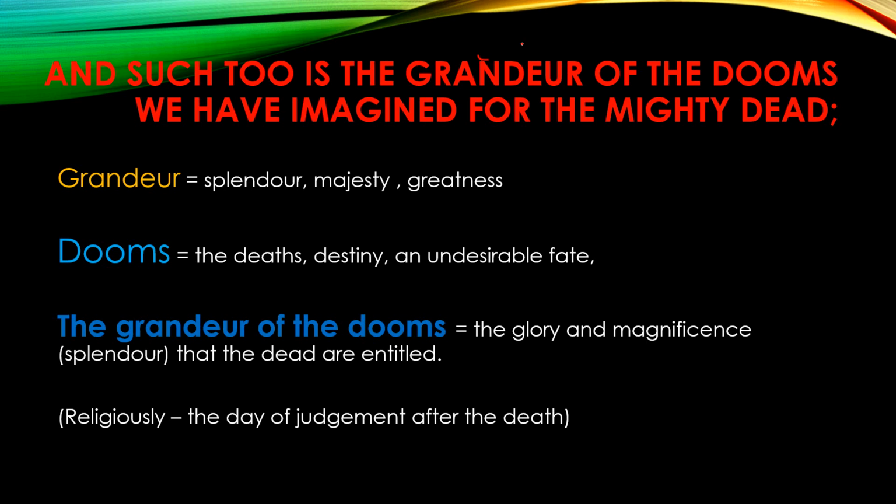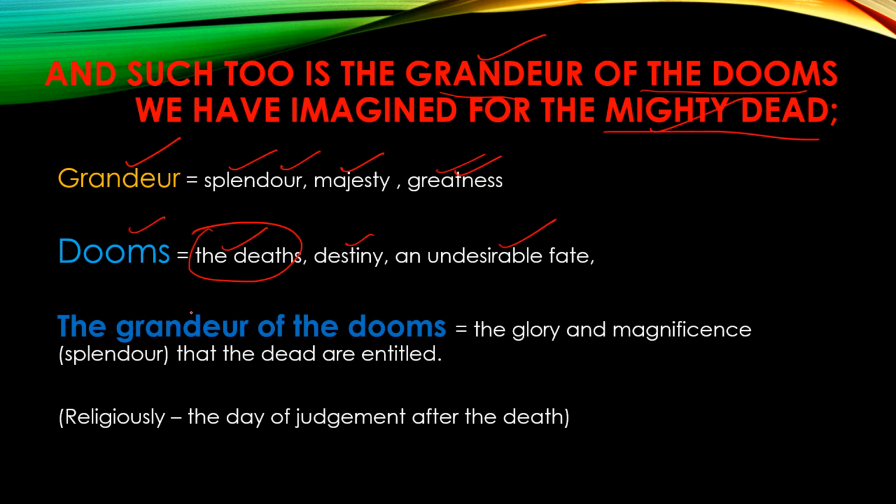And such too is the grandeur of the dooms we have imagined for the mighty dead. Grandeur here means the splendor, the majesty, the greatness. Dooms here means the death or destiny, or we can say an undesirable fate. So the grandeur of the dooms here means the splendor, the greatness, the majesty of the dead ancestors we have imagined for the mighty dead. The grandeur of the dooms here means the glory and magnificence. Magnificence means splendor, that the dead are entitled to. That is the grandeur of the dooms.